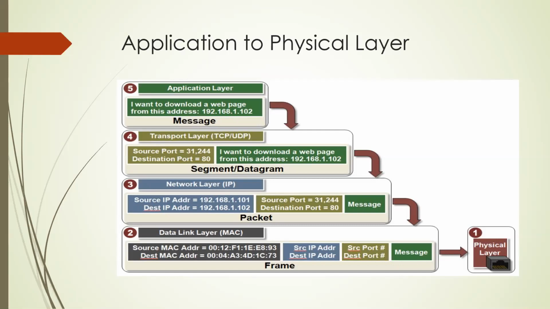Now we come to the data link layer, also called MAC. The source MAC address is given, it is hexadecimal, and the destination MAC address is given. Source IP address, destination IP address, and at the end there is the message.